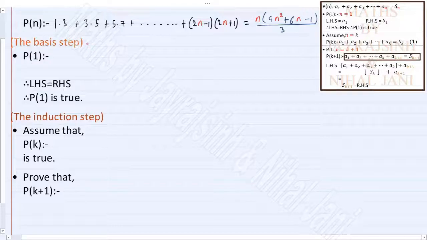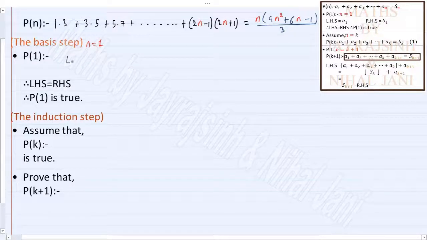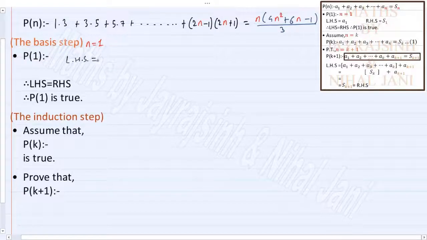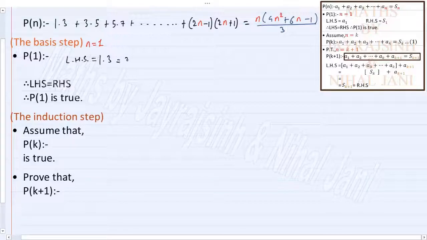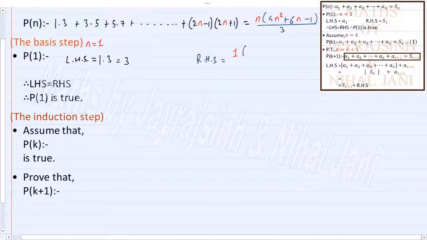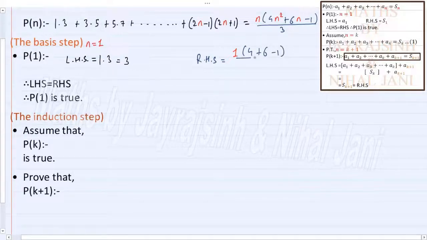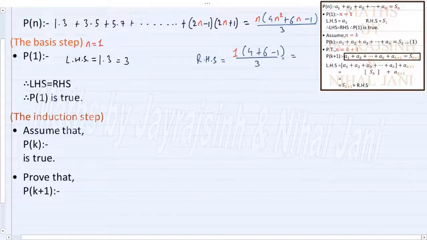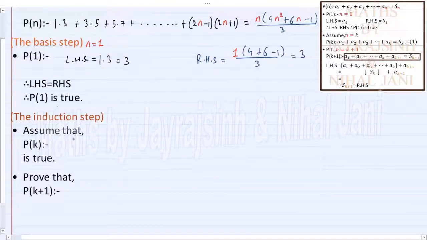We have to find p of 1, and for that we have to put n is equal to 1. So on the left hand side, we have 1 into 3, which will be 3. Now on the right hand side, 1 into 4 plus 6 minus 1 divided by 3. Or we can say 6 plus 4 minus 1, 9 by 3, will be 3. So your left hand side is equal to right hand side. Therefore, p of 1 is true.